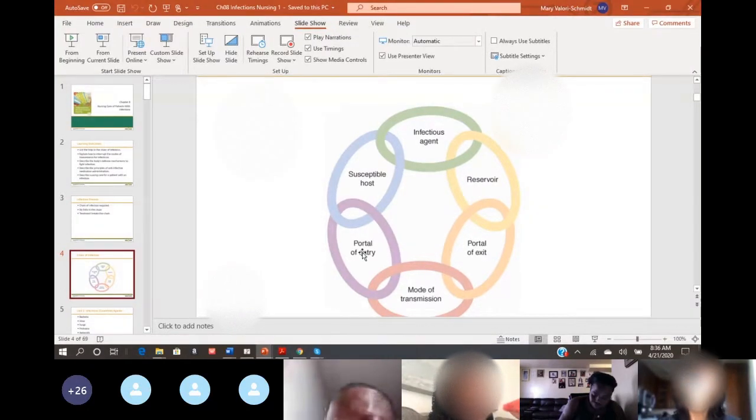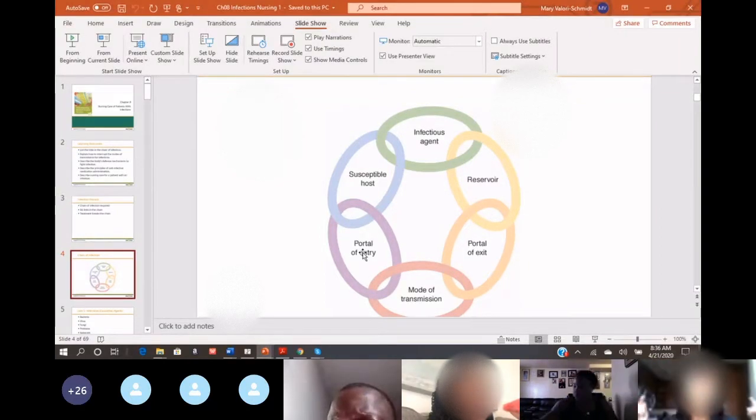And then there's got to be a portal of entry. So when I, as the reservoir, cough, portal of exit, mode of transmission, droplet, how does it get into you? Well, if you're closer to me than 3 feet, the droplets could go right around your respiratory tract and they could go in through your oral mucosa, okay? Then that would make you possibly the susceptible host.